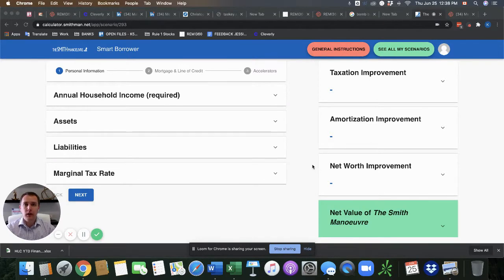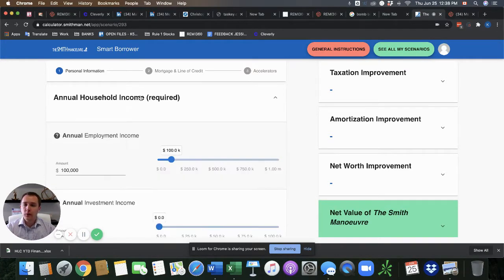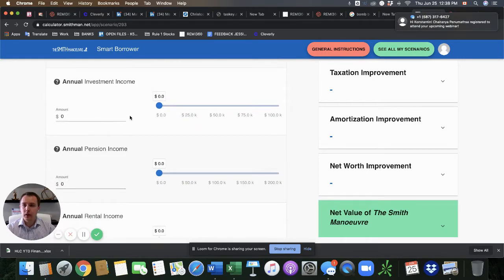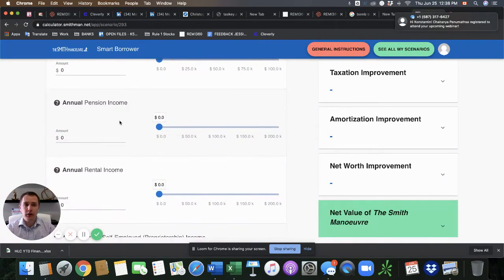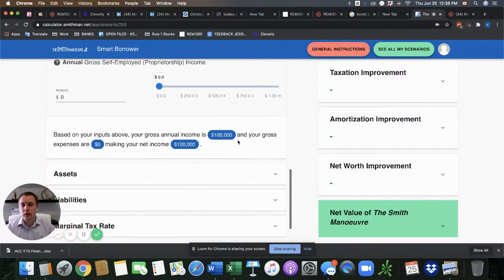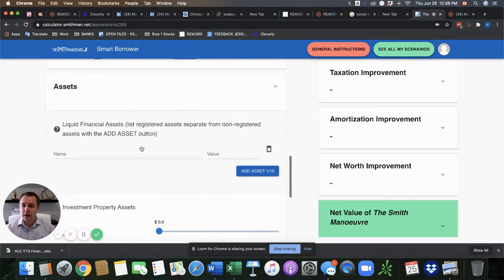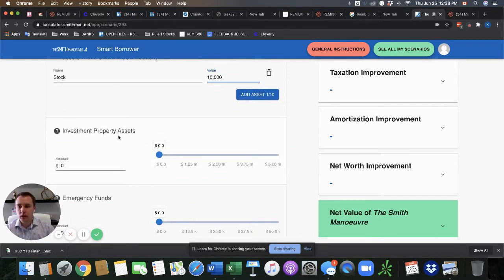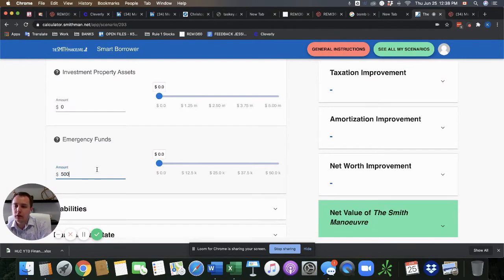I would like to explain and show you some numbers for the average Canadian using the Smith Maneuver calculator here. For the average Canadian whose household income is $100,000, I just put $100,000 in terms of income, and I didn't put any investment income, pension income, or rental income whatsoever. So for the assets, I can only put stocks. You might have $10,000 in stocks and non-investment property assets, and maybe an emergency fund of $5,000.